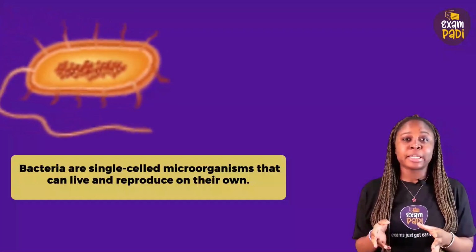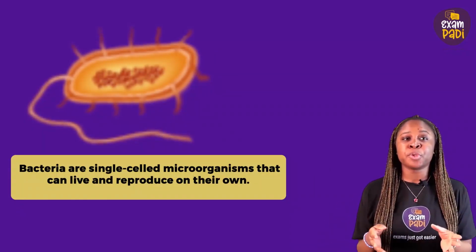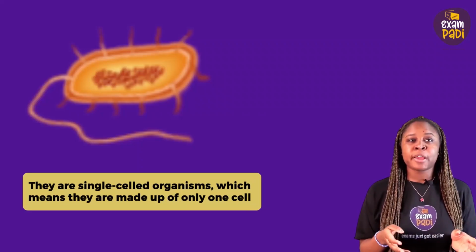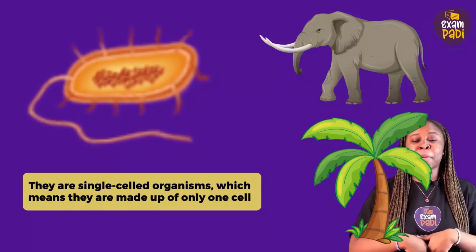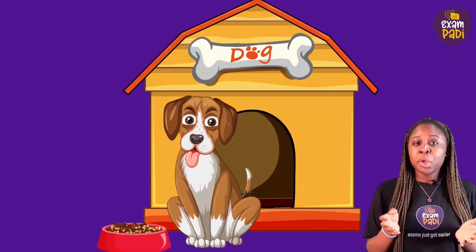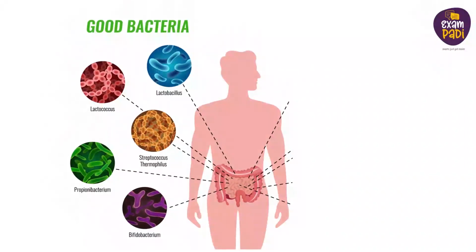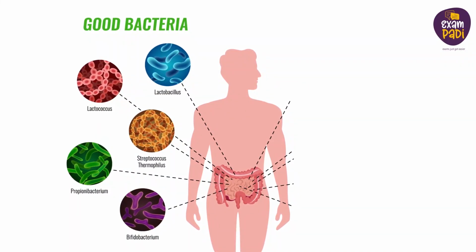Bacteria, on the other hand, are single-celled microorganisms that can live and reproduce on their own. They are single-celled organisms, which means they are made up of just one cell, unlike animals or plants, which are made up of many cells. Just like how your dog needs food to survive and grow, bacteria also need food to live and grow. Some bacteria are good and help us, while others can make us sick if they get into our bodies.